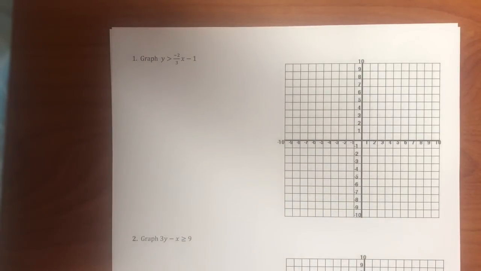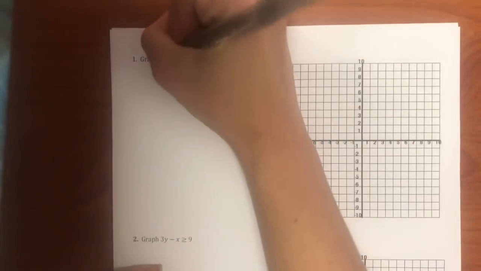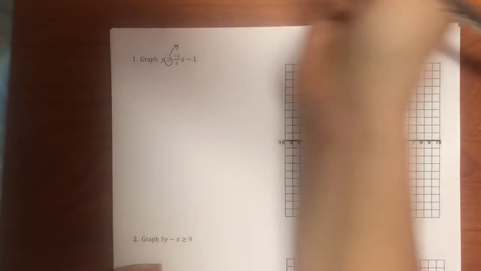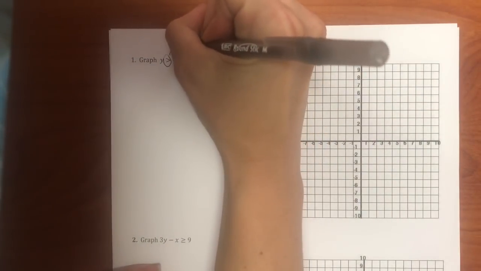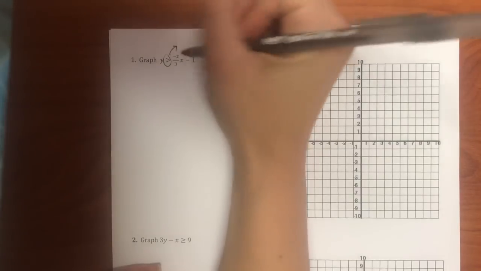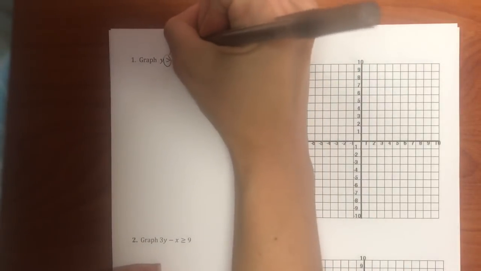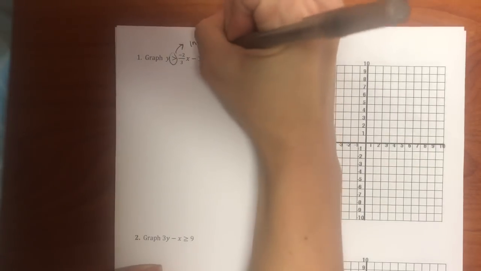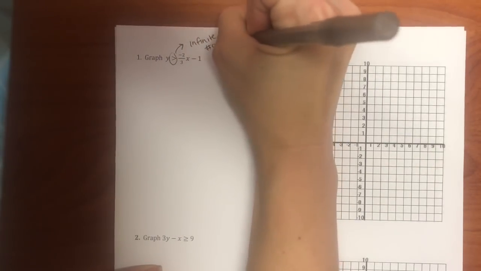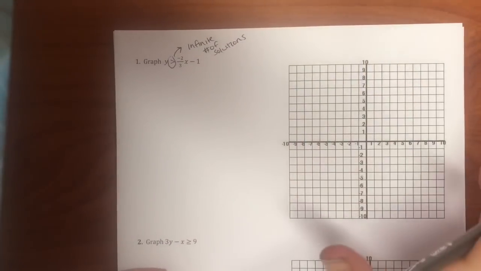Okay, here we're gonna graph inequalities, which are different obviously because instead of an equal sign, we have an inequality sign, which means instead of one solution, or some solutions that fall on the line, we're gonna have an infinite number of solutions that are gonna be a whole portion of my graph.